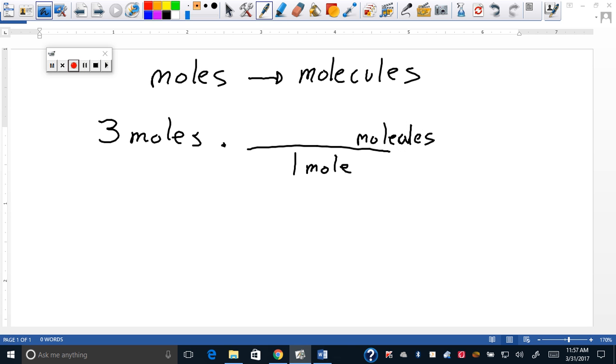And every time that I write the word molecules, I use 6.022 times 10 to the 23rd, and I close it in parentheses. Now, if you're using an iPhone, it's got to be the EE button. Okay? All right. So now what happens is the word mole will cancel. And you're left with 3 times parentheses 6.022 times 10 to the 23.